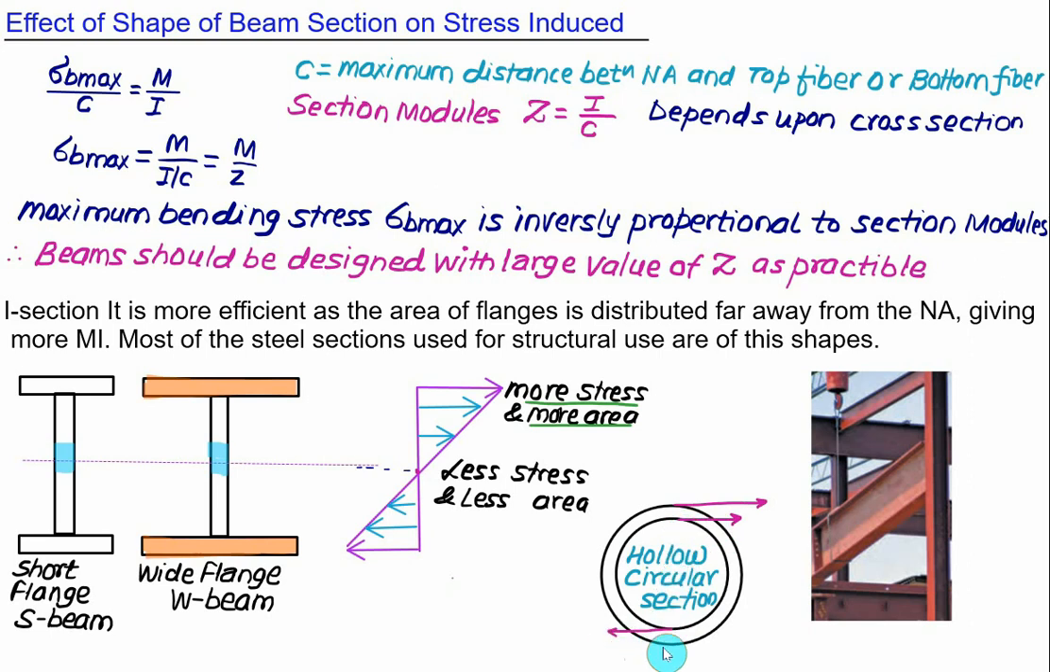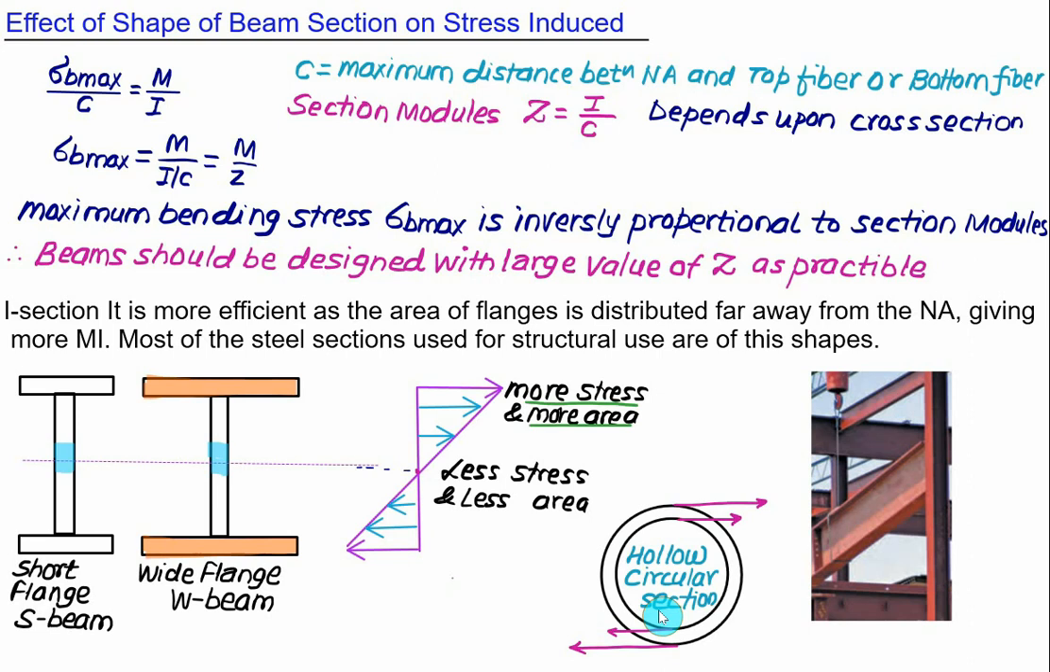On the bottom, the bending stress distribution will be something like this. So where we have a larger value of stress, we have a larger value of the area also. So the hollow circular section is more efficient as compared to the solid circular section. Pipes carrying water that have to be supported at some distance are an example of hollow circular sections.